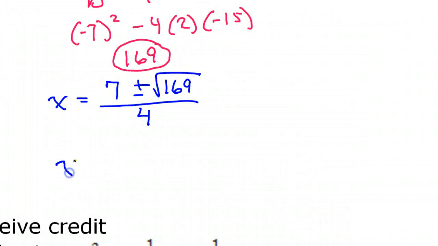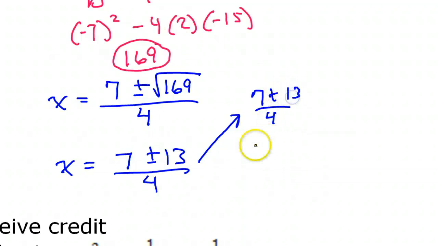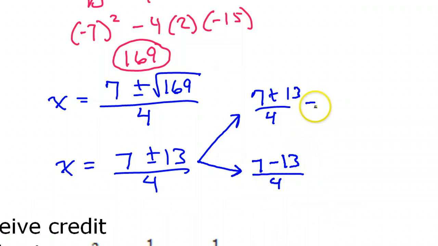Alright, so what I have is x equals 7 plus or minus 13 over 4. Now do not leave it like this. Alright, 7 plus 13, 7 minus 13, these are just regular numbers that we can evaluate. So we need to do that. If I do 7 plus 13 over 4, that's going to give me one answer. And if I do 7 minus 13 over 4, that's going to give me the other answer.